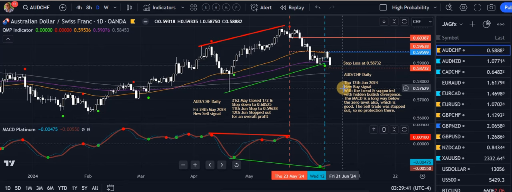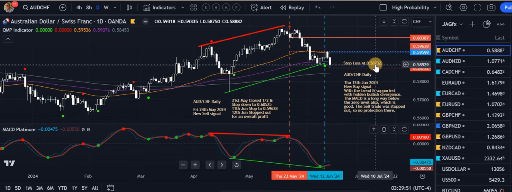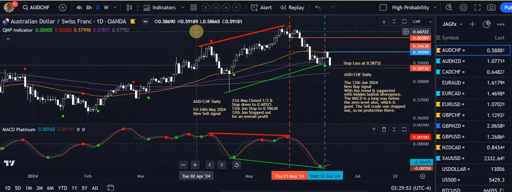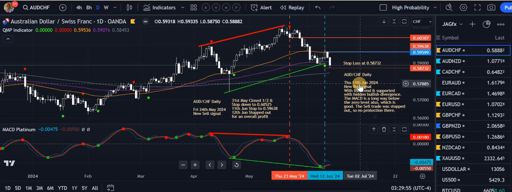So then I took this buy signal. This is this one, 13th of June, new buy signal. It's only on Thursday. So obviously on the open of this candle, and it's gone straight against me. Hasn't touched my stop yet. You can see my stop's at 58732. Look up here for the low. So look up here when I put the cursor across it. 58750. So we're still 1.8 pips above my stop.